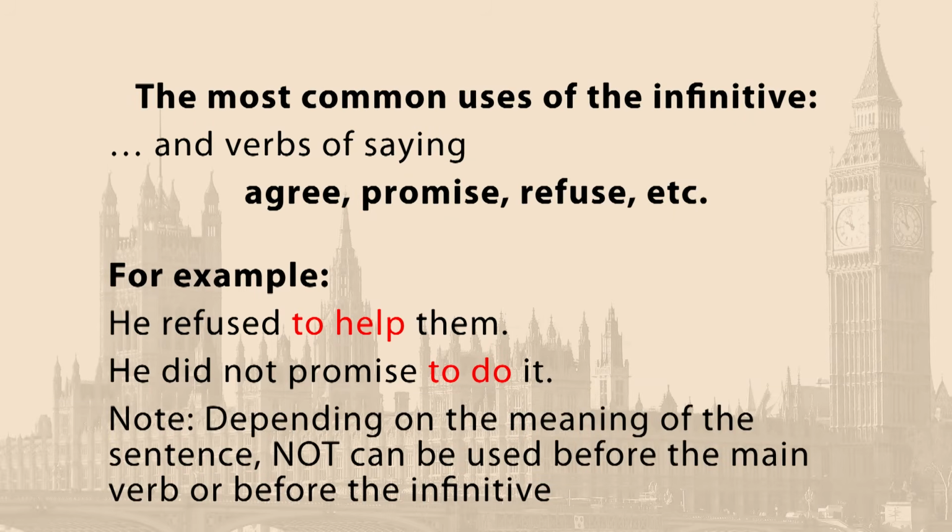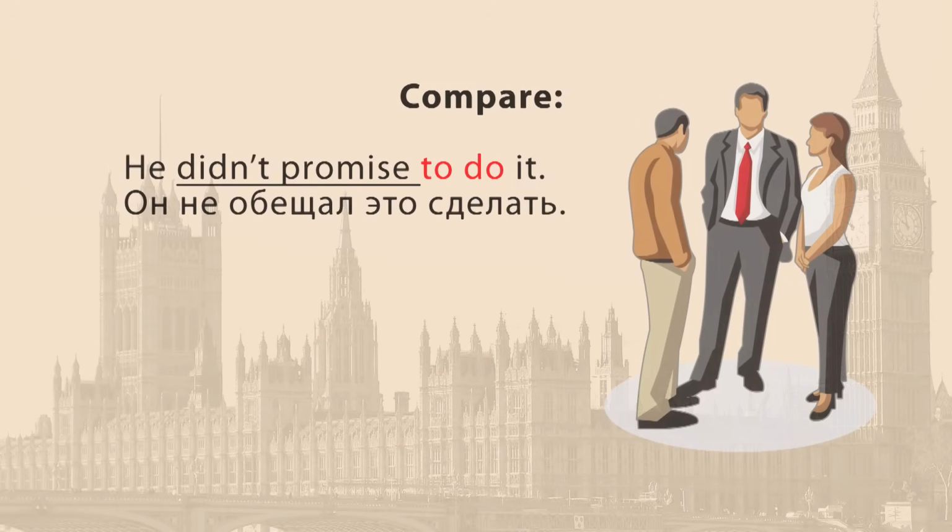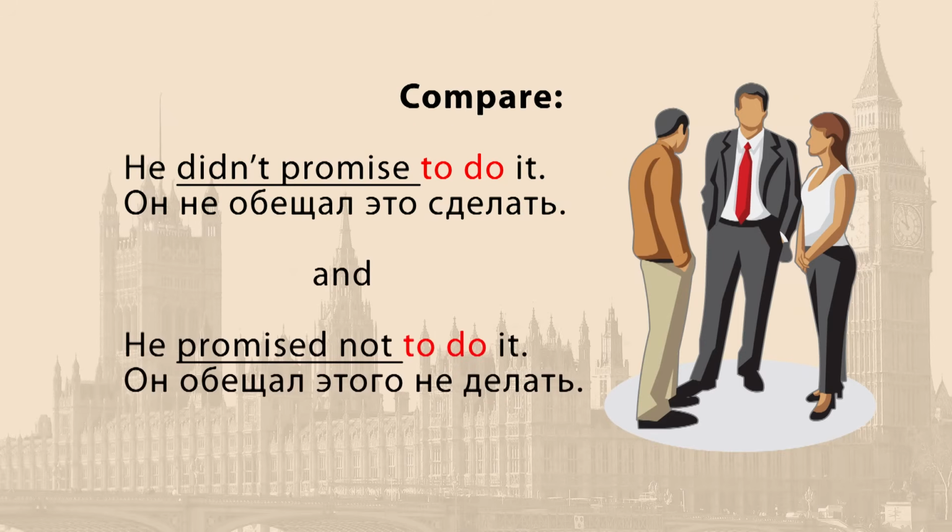Note that depending on the meaning of the sentence, "not" can be used before the main verb or before the infinitive. Let's compare two sentences. He didn't promise to do it. Он не обещал это сделать. And he promised not to do it. Он обещал этого не делать.